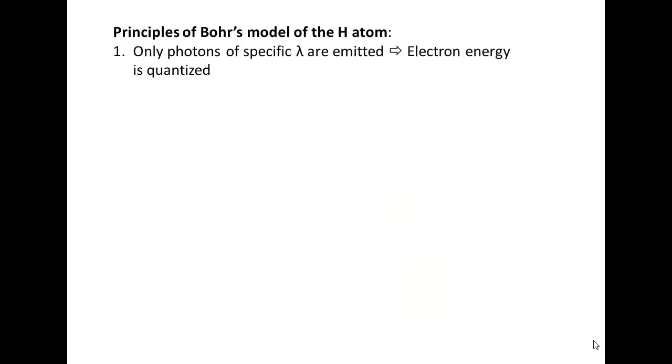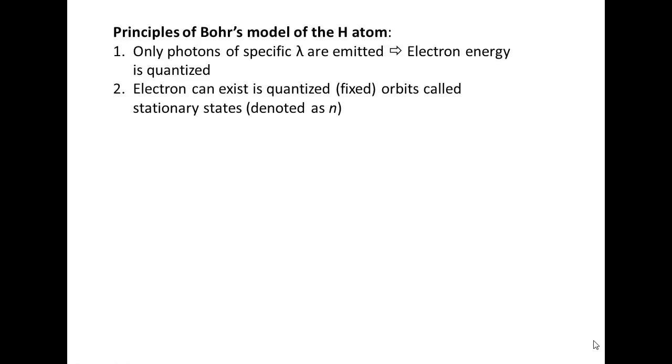So here are the principles of Bohr's model of the hydrogen atom, and we're going to look in a little bit to see how he was able to get this from the emission spectrum. His first principle is that only photons of specific wavelength, lambda, are emitted, and this electron energy is called quantized. Quantized means that only specific values are allowed. It's not continuous. Continuous and quantized are opposites of each other.